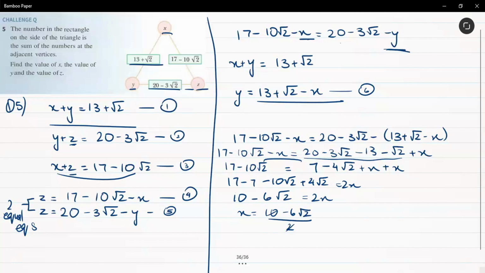So 2 5s are 10 and 2 3s are 6. So x is equals to 5 minus 3 under root 2. And that is the value of x. Now we have to find out y and z. And now I think I should prefer to solve it on another page. I might need these equations.